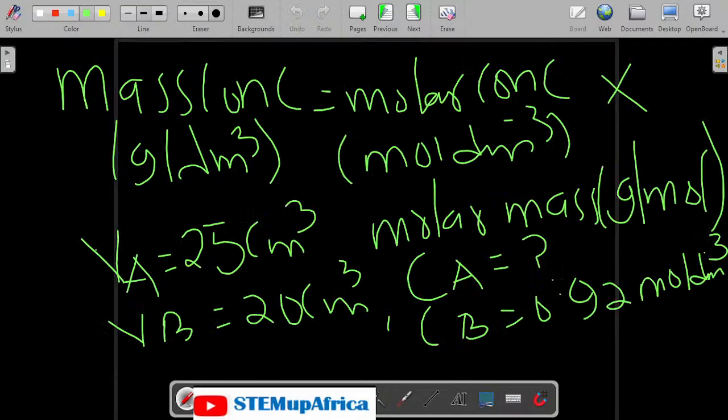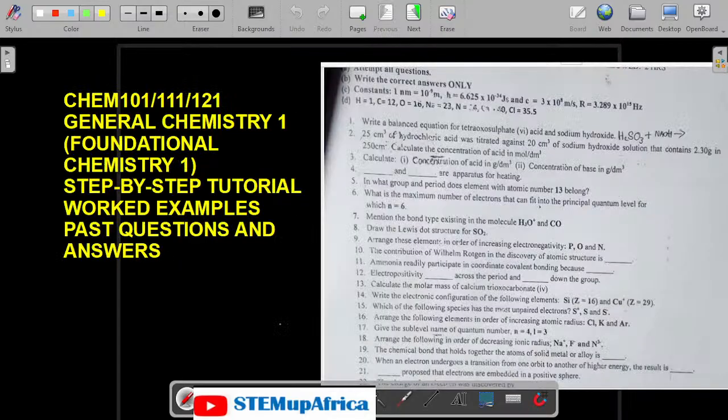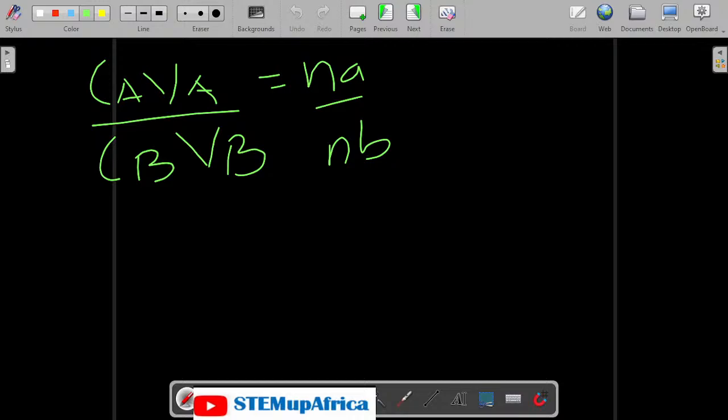Now if I go back, you can see from the data I've written, I don't have Na and Nb. So how do I get my Na and Nb? We can get that by writing the chemical equation between sodium hydroxide and HCl. So let's do that. HCl plus sodium hydroxide.